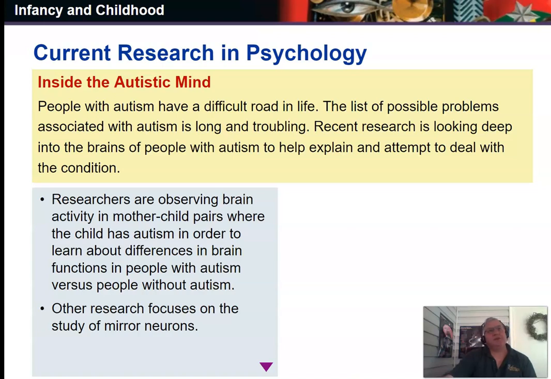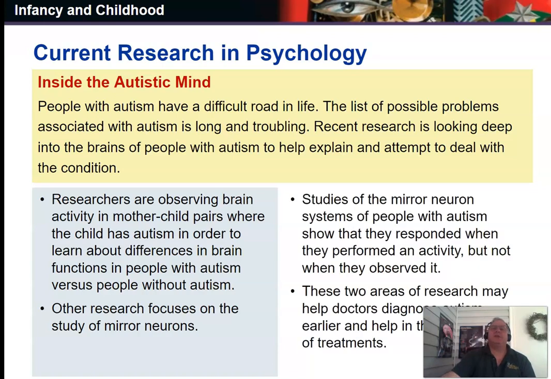Other research focuses on the study of mirror neurons. Studies of mirror neuron systems of people with autism show that they respond when they perform an activity but not when they observe it. These two areas of research may help doctors diagnose autism earlier and help in the development and treatment of people with autism.